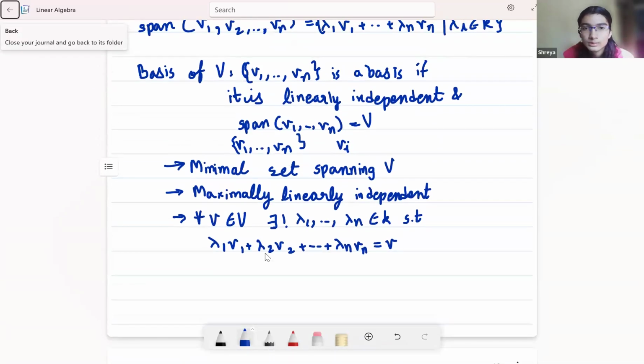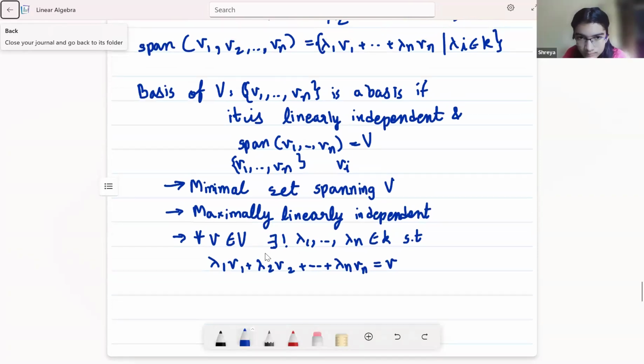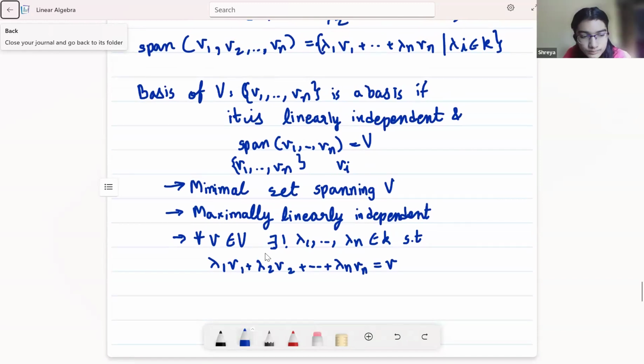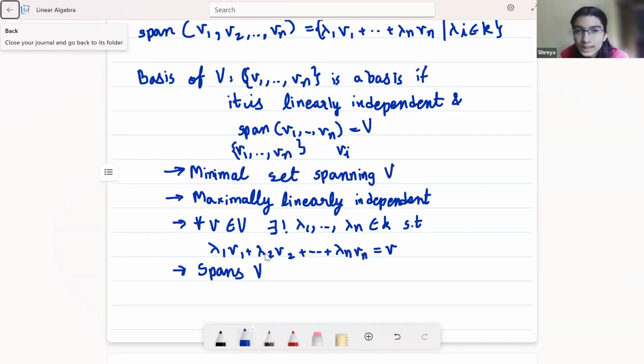Okay, so how do you prove something like this? You assume that you remove one element and it is not spanning. Oh, I have another condition to add on to this. It spans V, and it is linearly independent. Okay, true. Yeah, that's the basis condition.